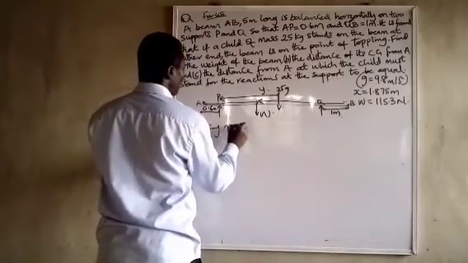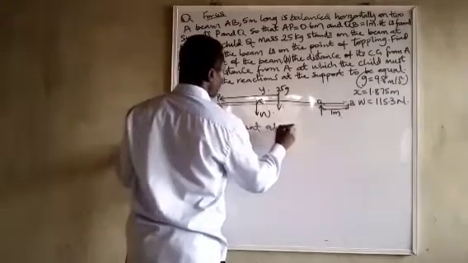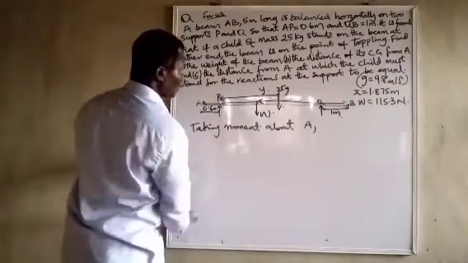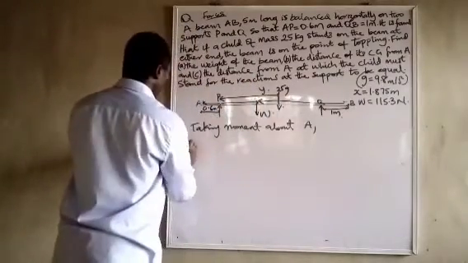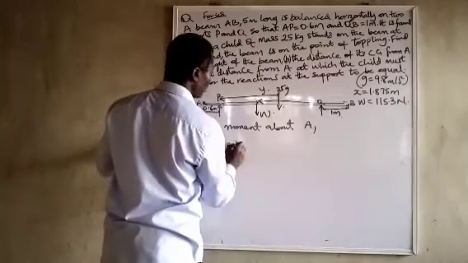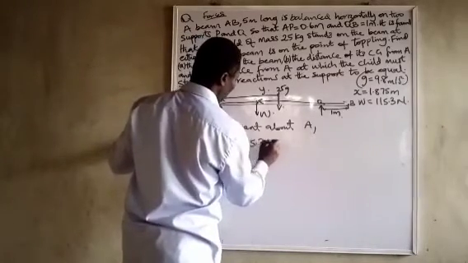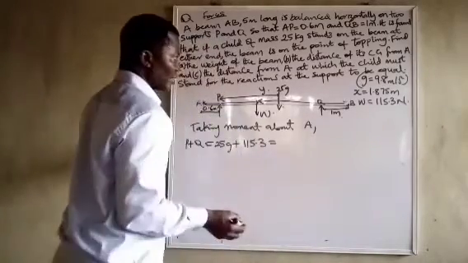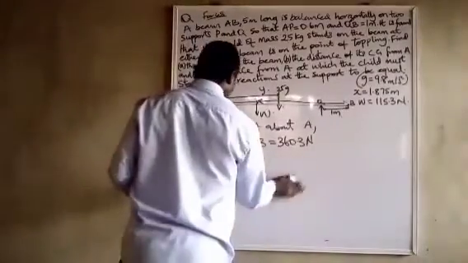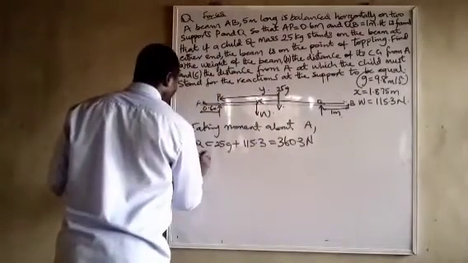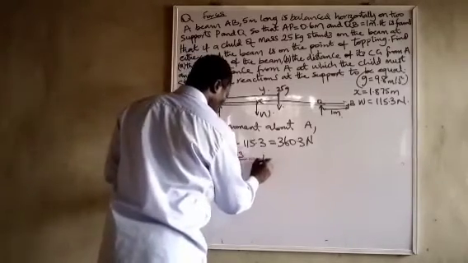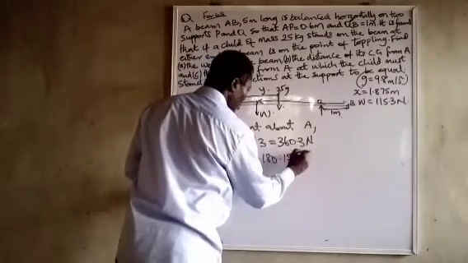Taking moment about A. The other one was taking moment about the pivot P. So we got this one to be P plus Q is equal to 25G plus 115.3. I got that one to be, I think, 180.15. That gives 360.3 Newton. And we know that P equals Q, which is equal to 360.3 over 2, and that is 180.15 Newton.